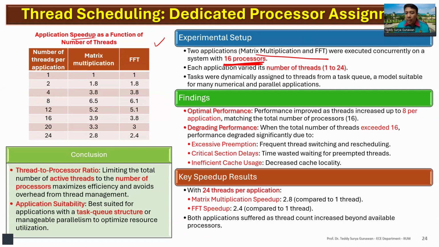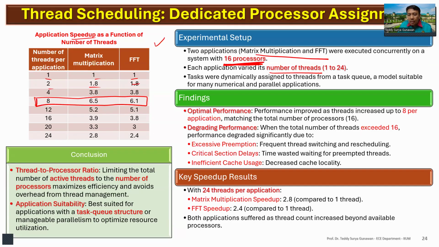Okay, so each application varied the number of threads. So you can see the speed up is one, two, 1.8, 1.8, and continues. And you can see here, I can highlight this. This is the highest. Okay, so what's the take?